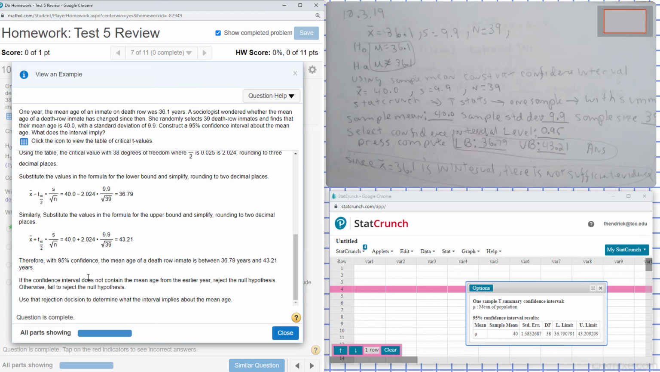If the confidence interval does not contain the mean age from the earlier year, I reject the null hypothesis, otherwise fail to reject. So we have our interval there. So we look at our mean. Is 36.1 within our interval here? It's not. So we end up having to reject the null hypothesis there. It's not in the interval, so you reject the null here.